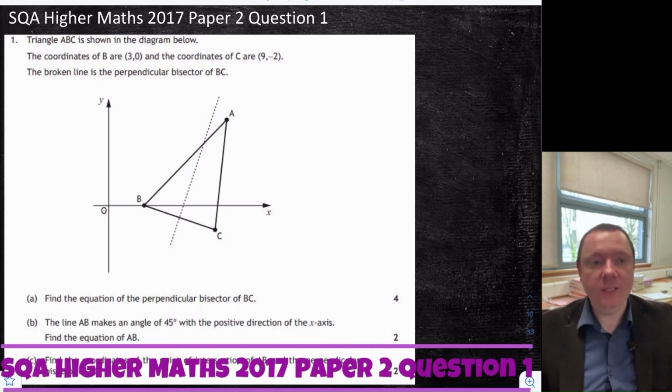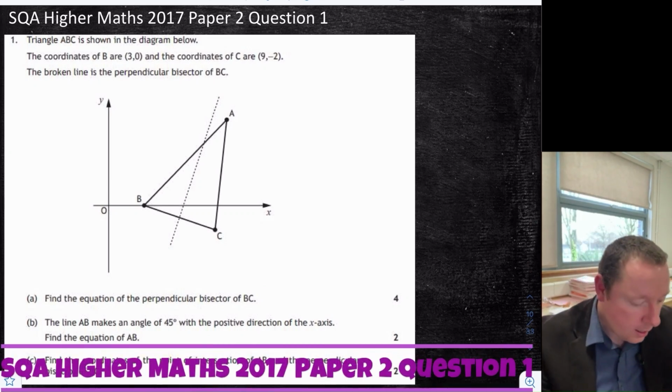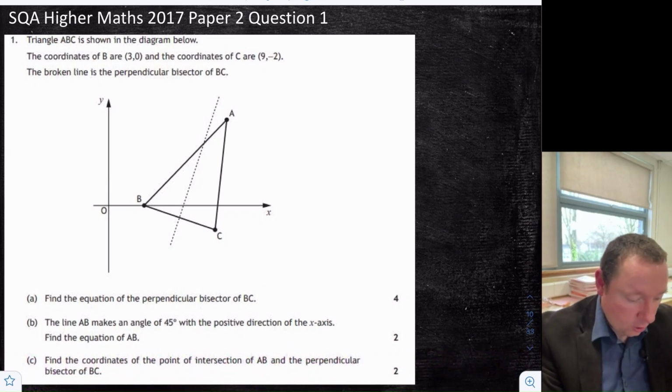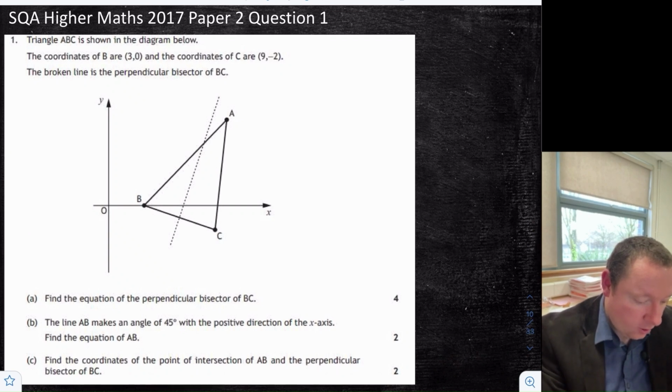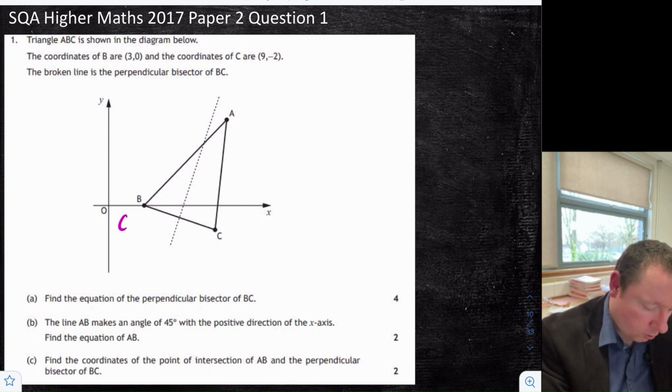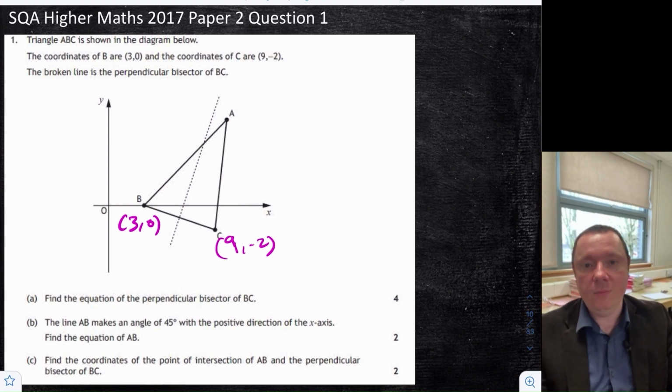SQA Higher Maths 2017, paper 2, question 1 had this one. It's your standard triangle. The coordinates of B are (3, 0), C are (9, -2). So I'll just write these as we go. And the broken line is the perpendicular bisector of BC. Find the equation of the perpendicular bisector.